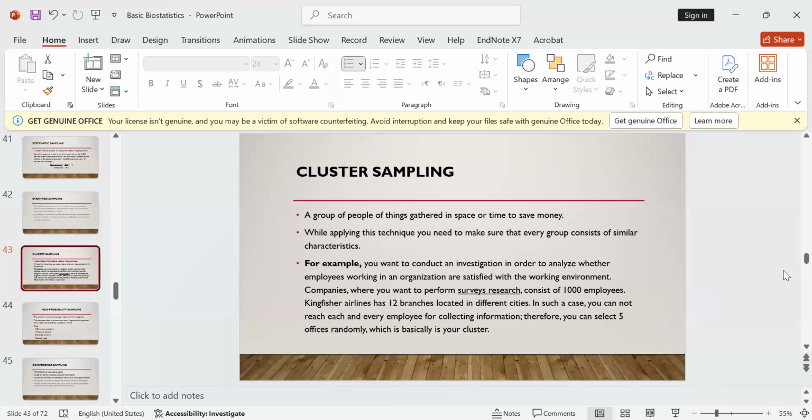Cluster sampling. A group of people or things gathered in space or time to save money.